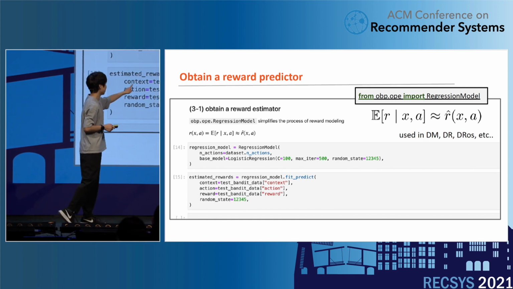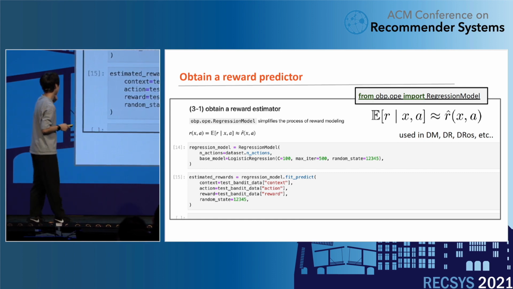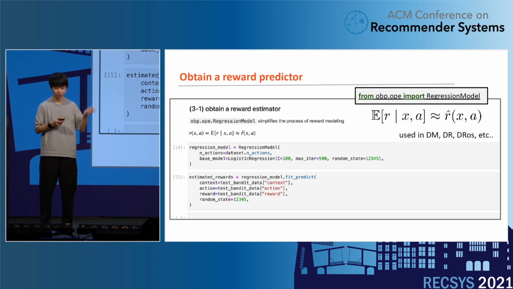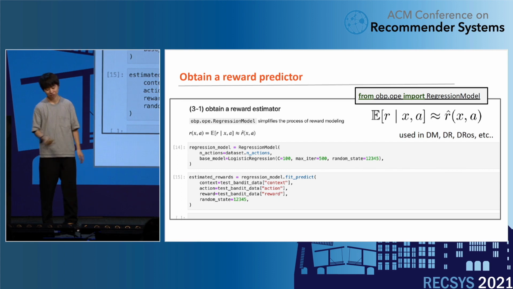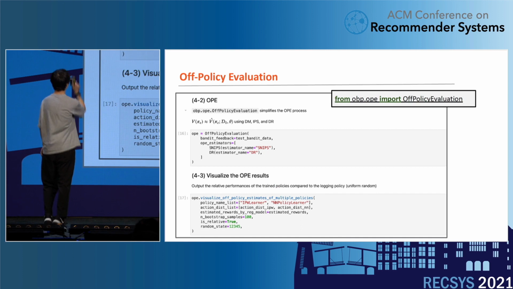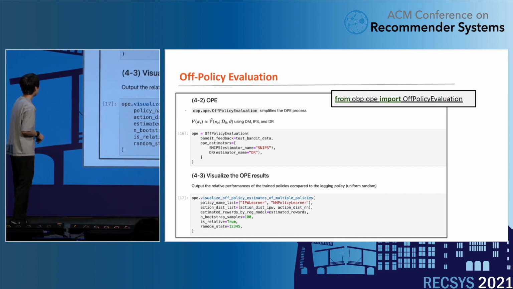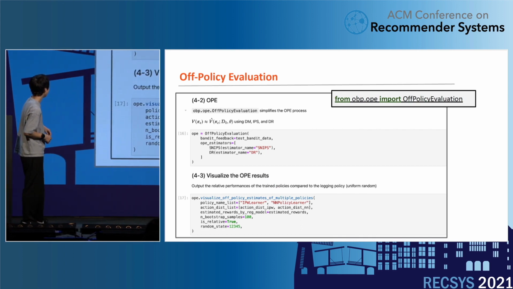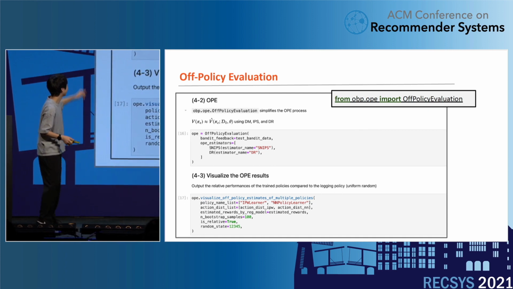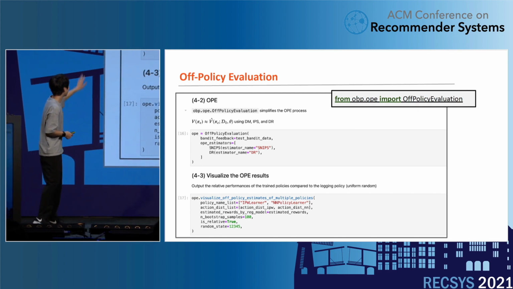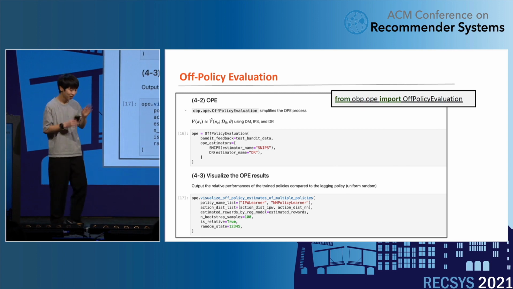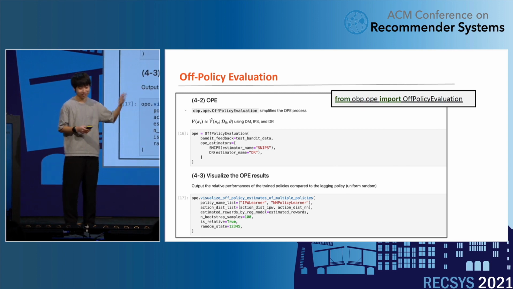I just fit and predict with the regression model, and then I have the estimated rewards for the bandit data. We can use this for model-based off-policy evaluation, including doubly robust and the direct method. Again, let me emphasize that this is a very simple flow. We need just two cells of the Jupyter notebook to do off-policy evaluation and visualize the result. I'm going to show the result in the next slide.